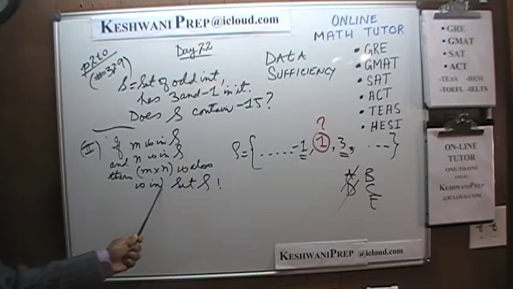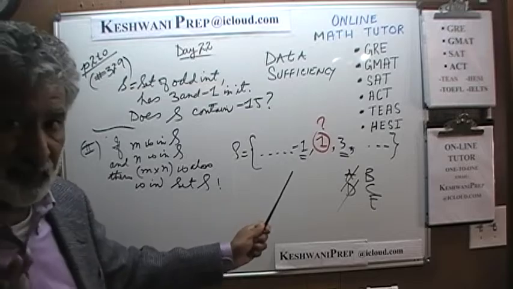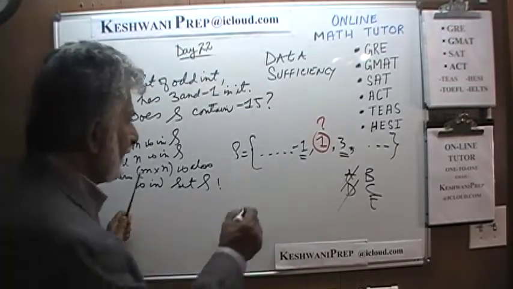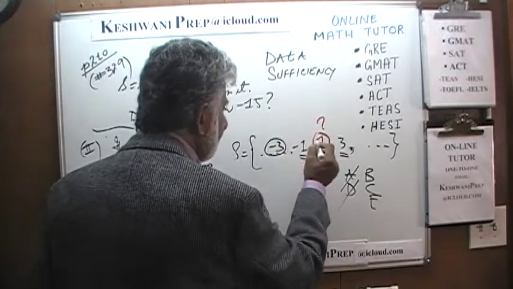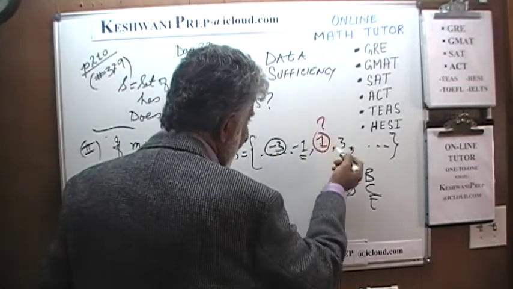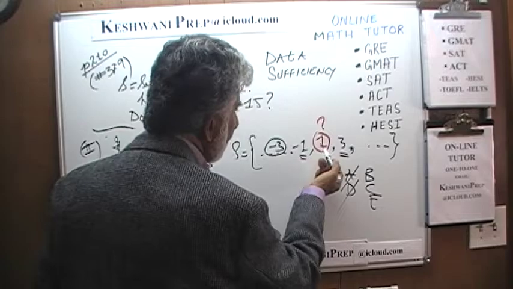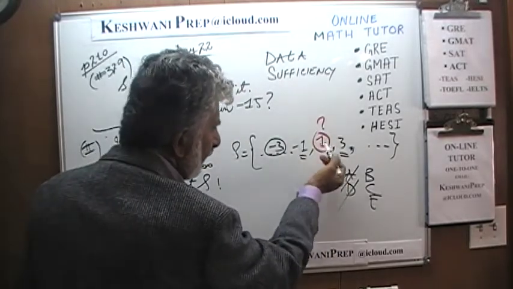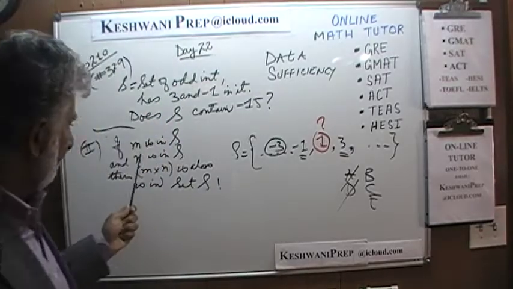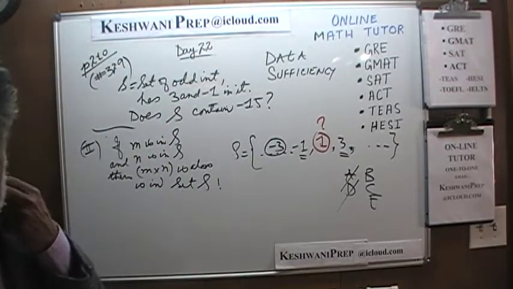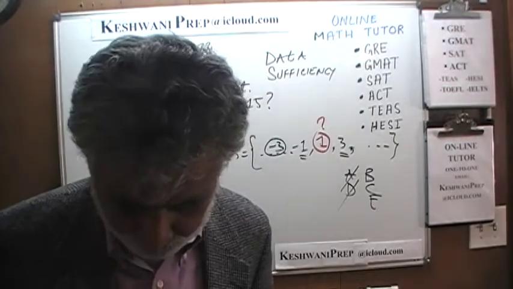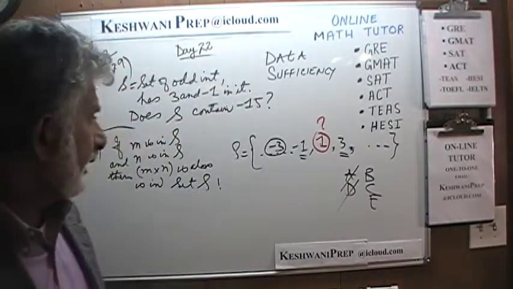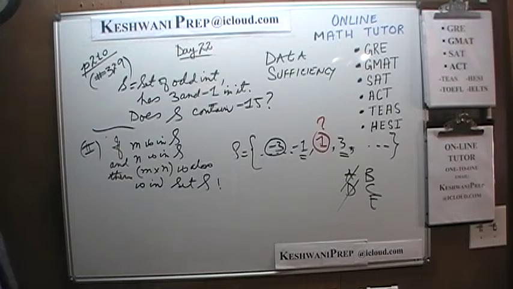So based on what we know so far, the only thing that we can say definitively is that negative 3 also belongs in the set. Well, actually, we don't know about the 1. Negative 1 times 3 is negative 3. So based on what we know here, it has negative 3 in it, and that's all we can say. We cannot tell for sure whether or not it has negative 15 in it.